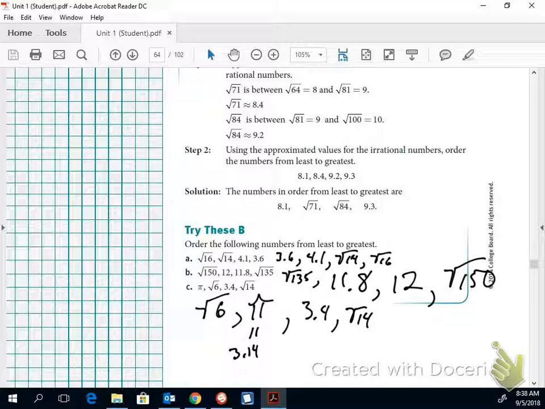Now, if I may, do we feel comfortable taking square roots, figuring out what they are, rounding to something to try to put them in order? Yes, no?